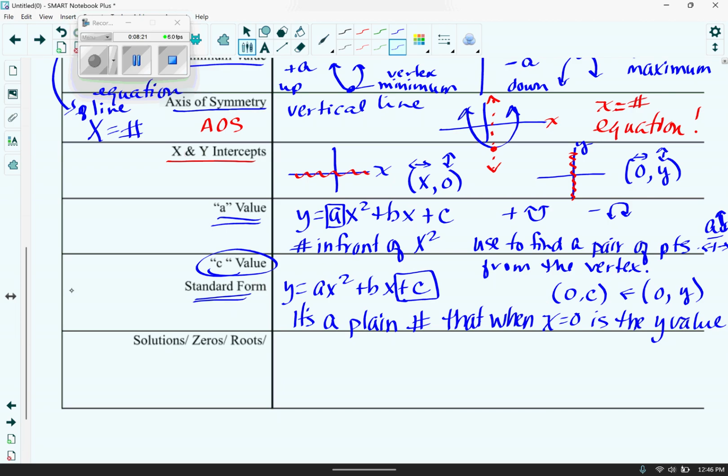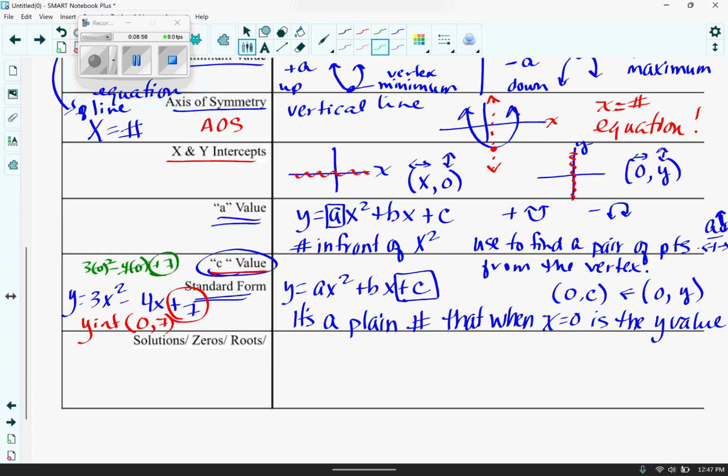So if I had y equals 3x squared minus 4x plus 7, 7 would be my c value, so the y-intercept would be 0, 7. Also, you can see that because if I plugged in a 0 for x, it would be 3 times 0 squared minus 4 times 0 plus 7. Anything times 0 is 0, and I would just be left with 7.